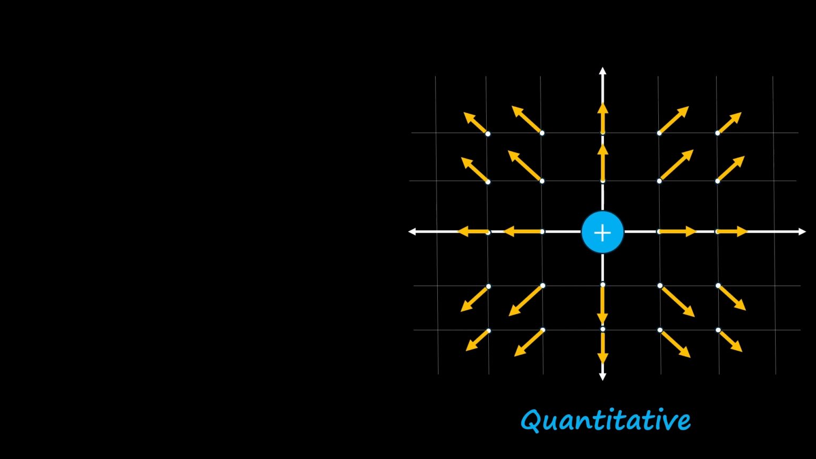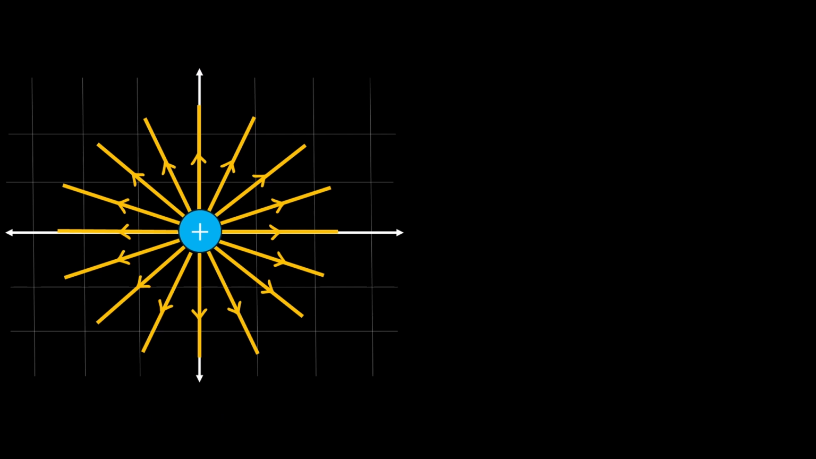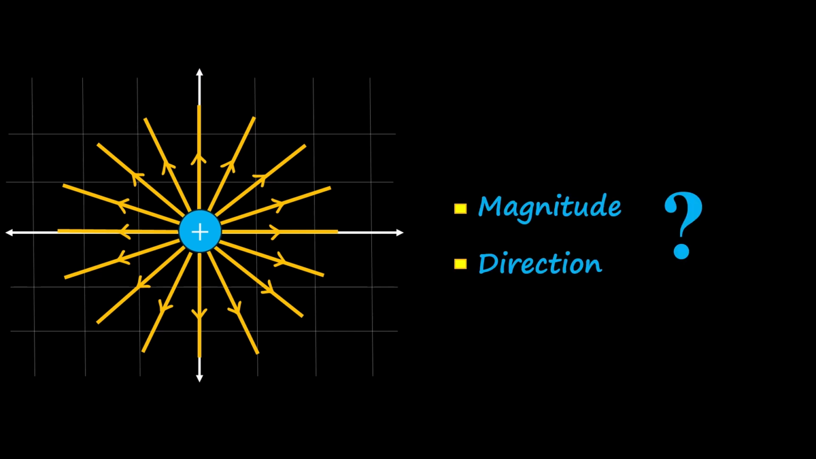Now there is an alternate way to represent electric field. That is what we call the electric field lines. Now this is a qualitative representation of electric field vectors. Now the next question is, in this electric field lines representation, what will be the magnitude and the direction of the electric field vector? In electric field lines representation, the magnitude is proportional to the density of the field lines.